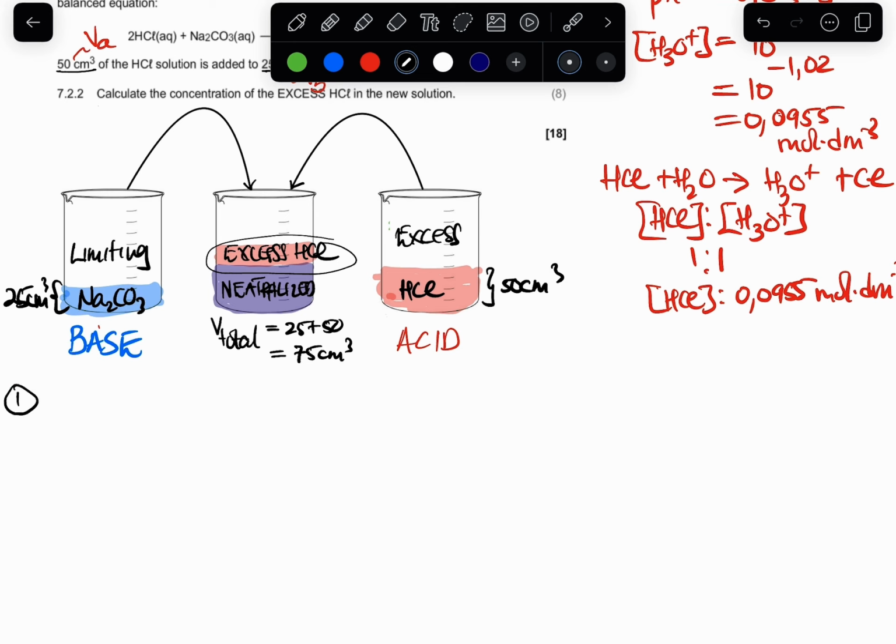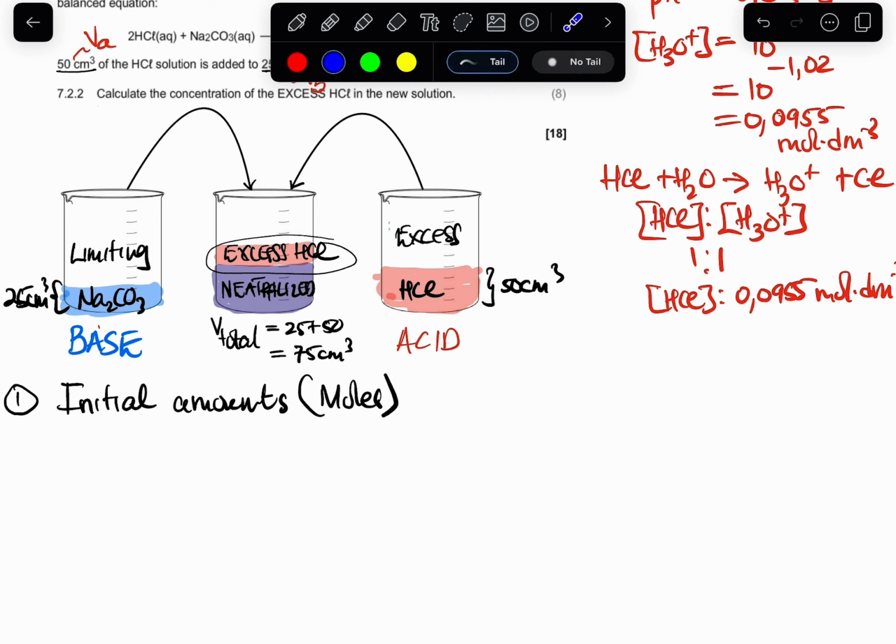Calculate the initial amounts. These initial amounts need to be in number, and need to be what? In moles. So how do we calculate the initials?